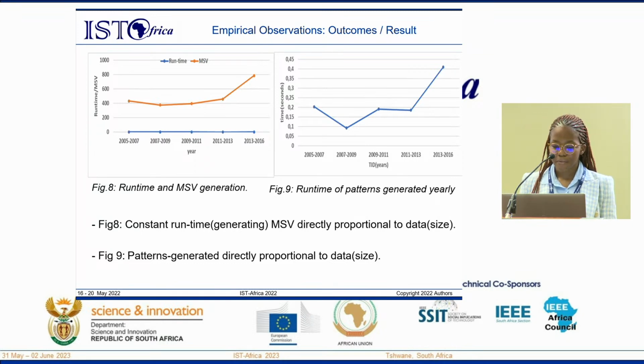And then to generate the frequent patterns, it's the same as well. It increases if the data is larger, it takes longer to generate the frequent patterns. And so the runtime is directly proportional to the data size. So meaning that if the data set is more, then obviously it will take longer.